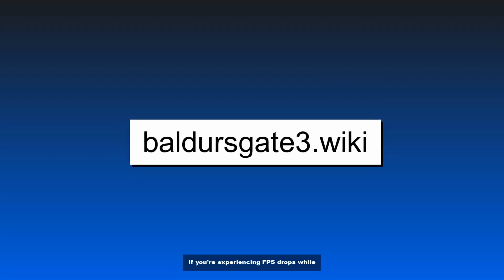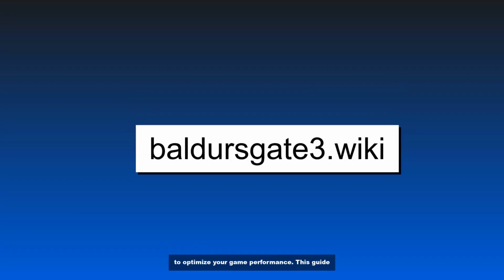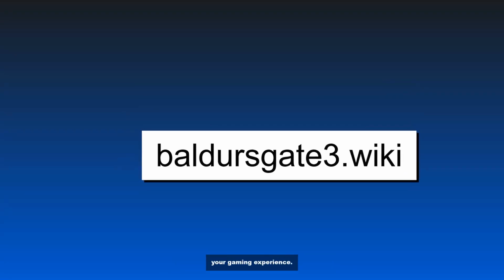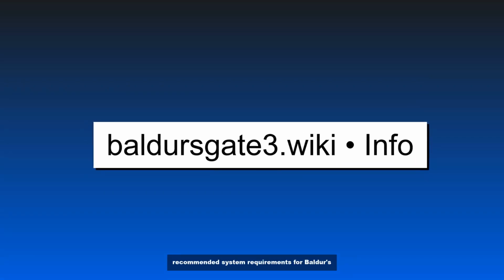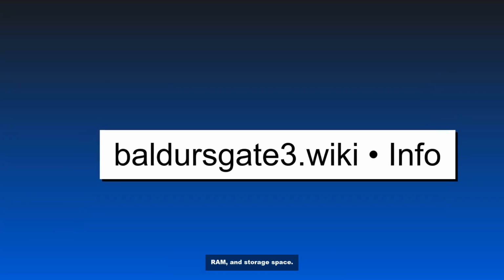If you're experiencing FPS drops while playing Baldur's Gate 3, follow these steps to optimize your game performance. This guide will help you make adjustments to improve your gaming experience. Step 1. Check system requirements. Ensure your computer meets the minimum and recommended system requirements for Baldur's Gate 3. This includes checking your CPU, GPU, RAM, and storage space.